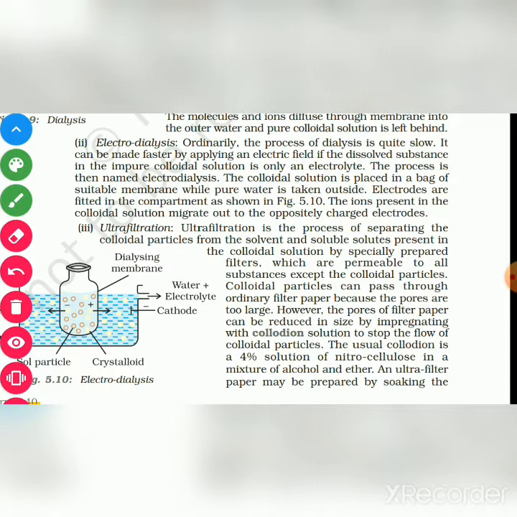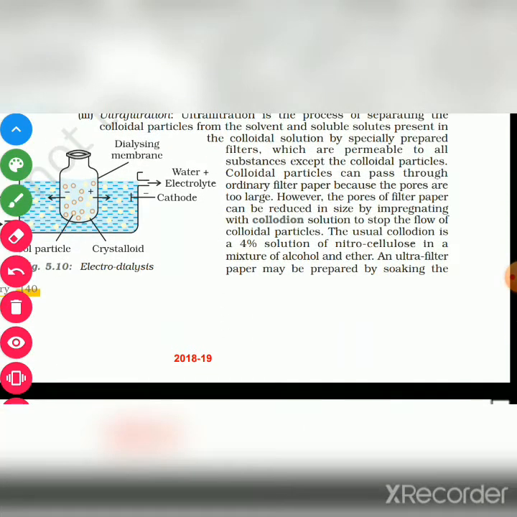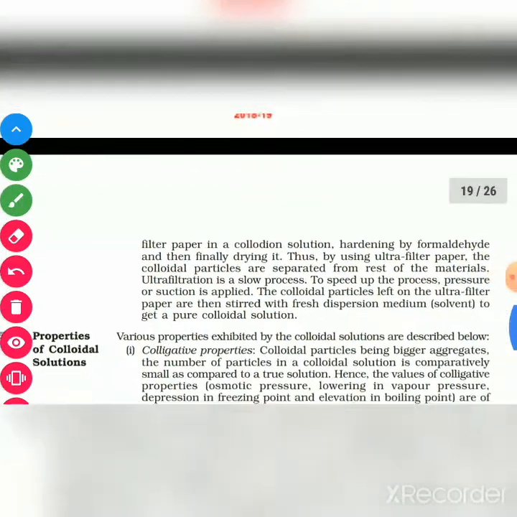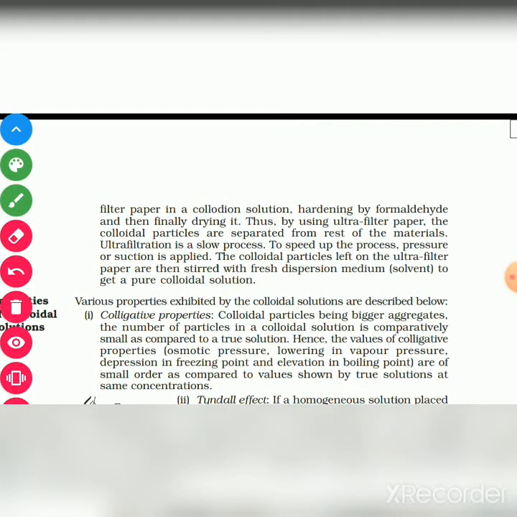of colloidal particles. What is collodion? Collodion is a 4% solution of nitrocellulose in a mixture of alcohol and ether. And ultrafilter paper may be prepared by soaking the filter paper in a collodion solution, hardening it with formaldehyde, and then finally drying it. Thus, by using ultrafilter paper, the colloidal particles are separated from the rest of the material.